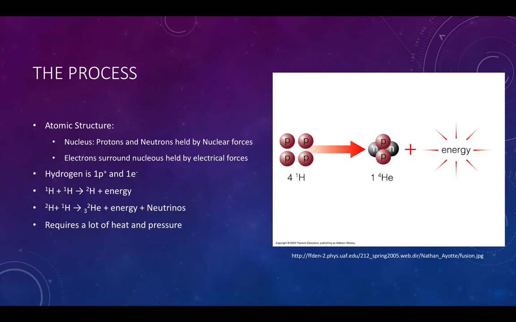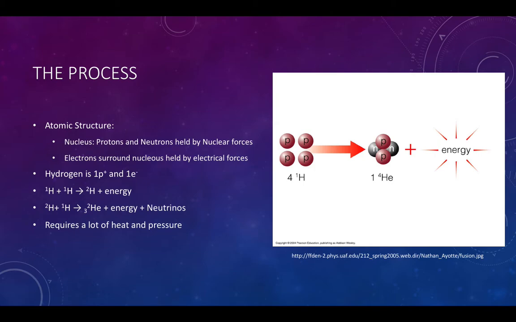If you change the atomic number, you're changing the element. Hydrogen is one proton. It has an atomic number of 1. It has 1 proton and 1 electron. So 2 hydrogen atoms will form a deuterium atom. A deuterium atom is an isotope of hydrogen, and it has a mass of 2. And that's because it has 1 proton and 1 neutron, forming a mass of 2. Most of the mass is concentrated in the nucleus, and that's why it has a mass of 2.